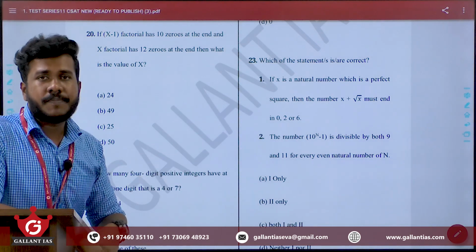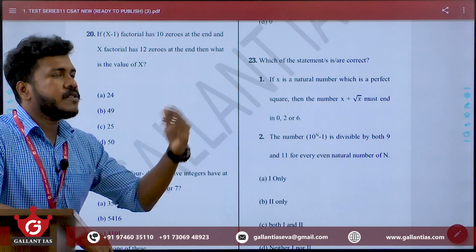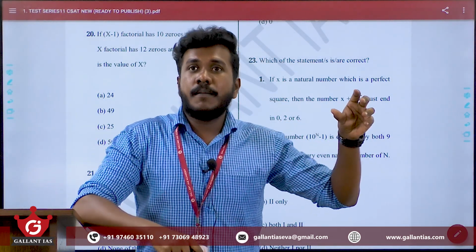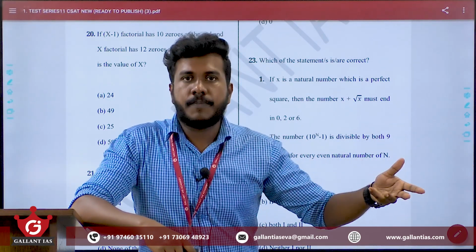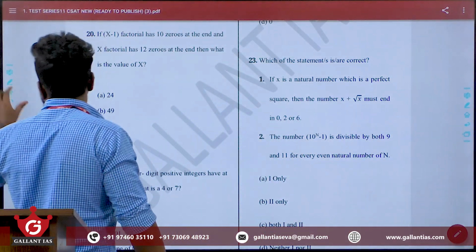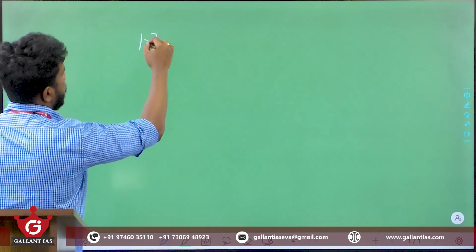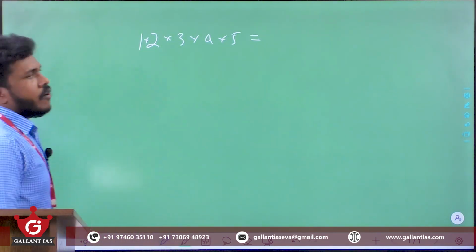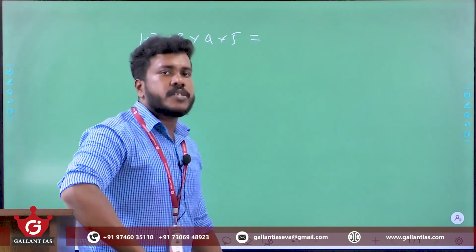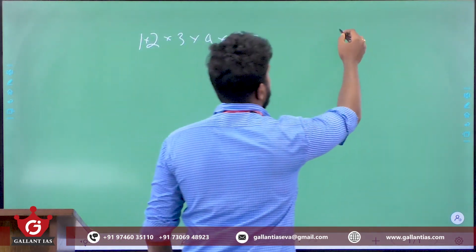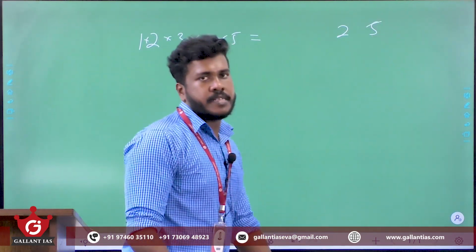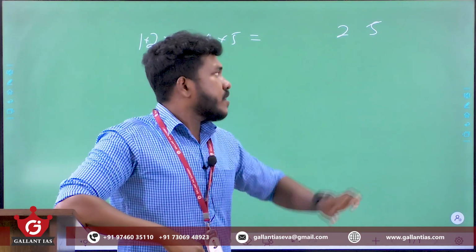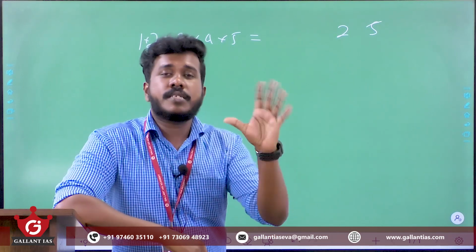Yeah, of course the question is simple if you know the concept of how to count zeros from a set of numbers which you need to multiply, right? So look here, for example, 1 into 2 into 3 into 4 into 5. How many zeros will be here? In order to get a zero, you need to check how many pairs of 2 and 5 you are multiplying. So that you need to check.